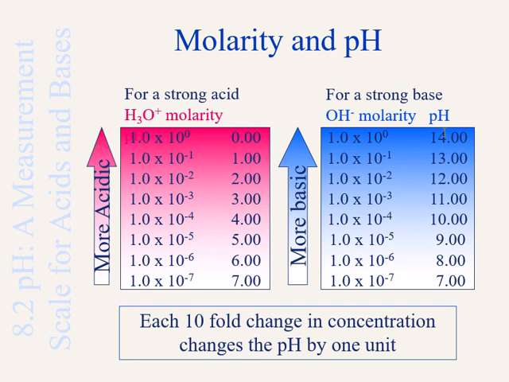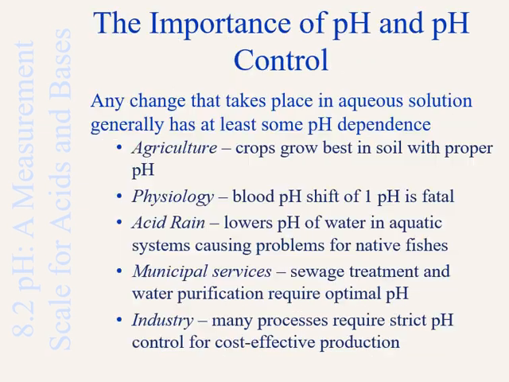And here with a pH of 14, what we have here is the OH minus concentration. A pH of 14 means the OH minus concentration should be very high, but as we go closer towards neutrality, the OH minus concentration drops, and at pH of 7, the H3O plus concentration and the OH minus concentration are the same. Okay. So what's the importance of pH and pH control?